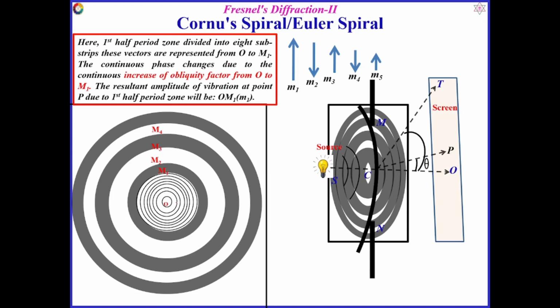So here we consider that the first half period zone is again subdivided into 8 substrips. Here you can see that this is your first half period zone, and this is the light source. From this light source, light travels through the first half period zone. When it passes through the center of the first half period zone, it falls on O.